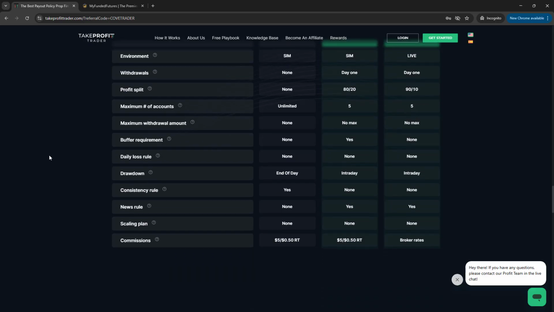So that's the main difference. You could trade them on pretty much all the same platforms, except Volumetrica is on My Funded Futures. I use Tradovate, so it's not that big of a deal. They're both on Tradovate.